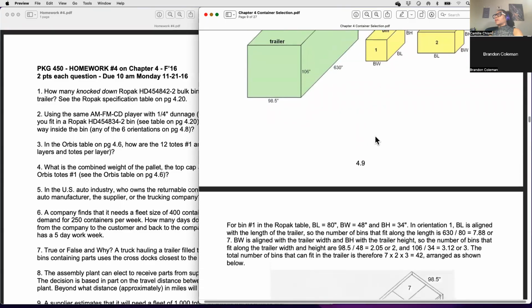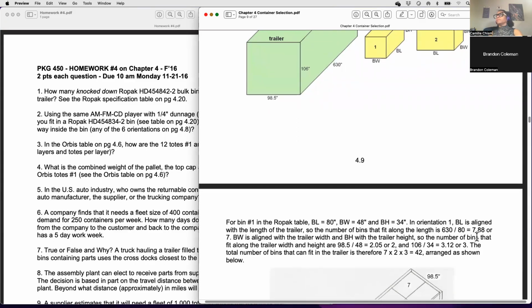So you're going to take the length of 630 and divide it by 80, which is the length of the bin. So 630 inches divided by 80 inches. As you can see, this is all converted to inches. And then you come up with 7.88. Again, you're not going to get a partial bin on the trailer, so you just round it down to 7.